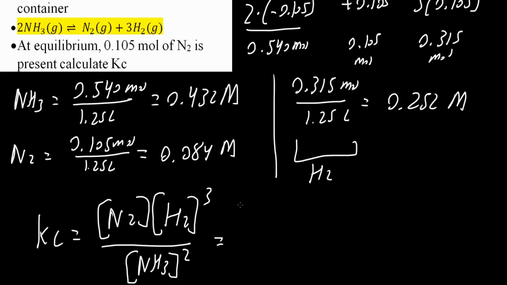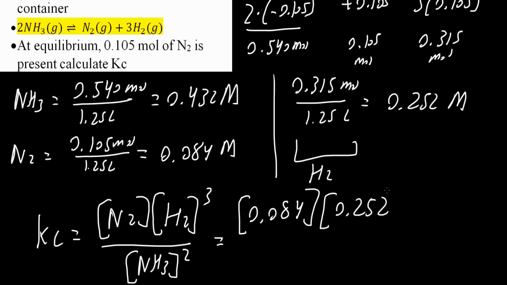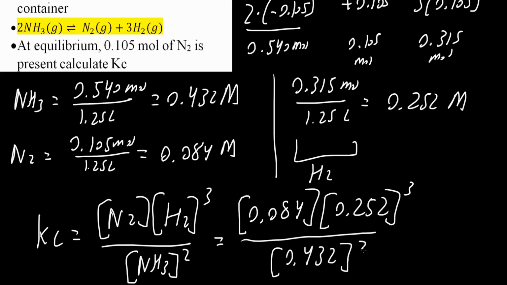And now we simply replace what we have. N2 was 0.084, H2 was 0.252 raised to 3, and finally NH3 was 0.432, close bracket, and we square it. And so we would get 0.00720 as our final answer. And that's all we need to do for this problem.